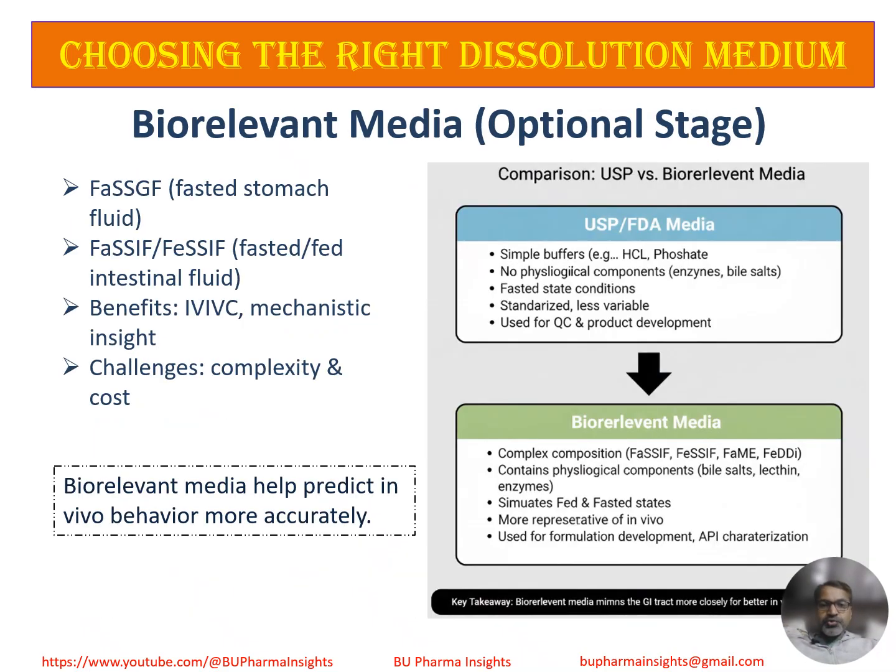Biorelevant media are used as an optional advanced stage, especially for complex formulations and modified release systems, or when recommended by FDA. Common examples include FaSSGF, fasted state gastric fluid, FaSSIF and FeSSIF, fasted state and fed state intestinal fluid. Benefits include improved IVIVC and deeper mechanistic insight. Challenges are high complexity and cost.